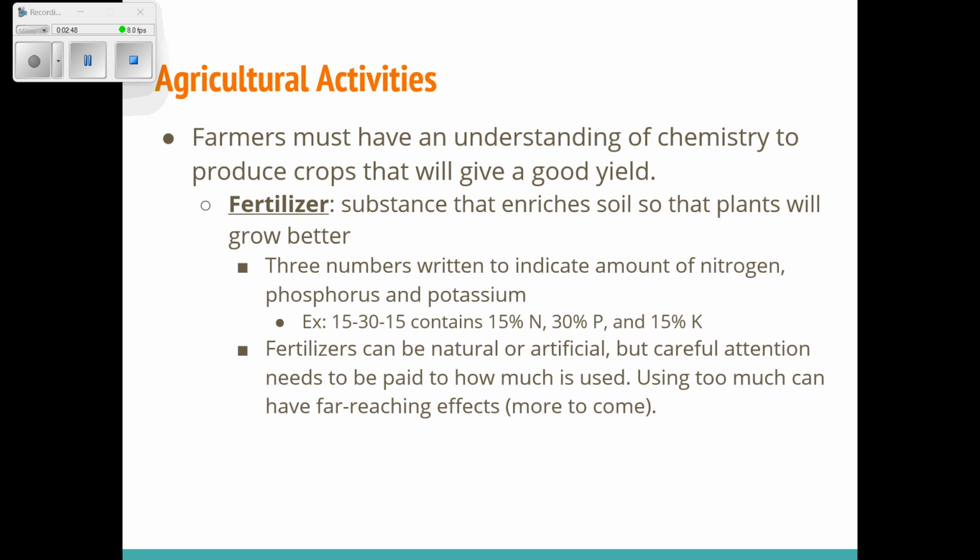Farmers must have an understanding of chemistry to produce crops that will have a good yield. They use fertilizers to do this. These are substances that enrich soil so that plants will grow better. On fertilizer bags, there will be 3 numbers written on them to indicate the amount of nitrogen, phosphorus, and potassium. So if a bag says 15, 30, 15, it means that it contains 15% nitrogen, that's the first 15, 30% phosphorus, that's the second number, and then 15% potassium. So those are all going to be fertilizers that help the crops grow better.